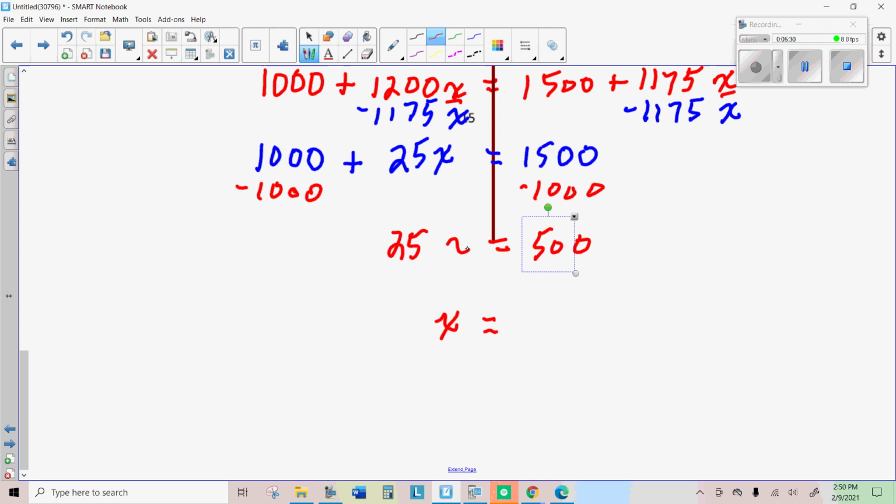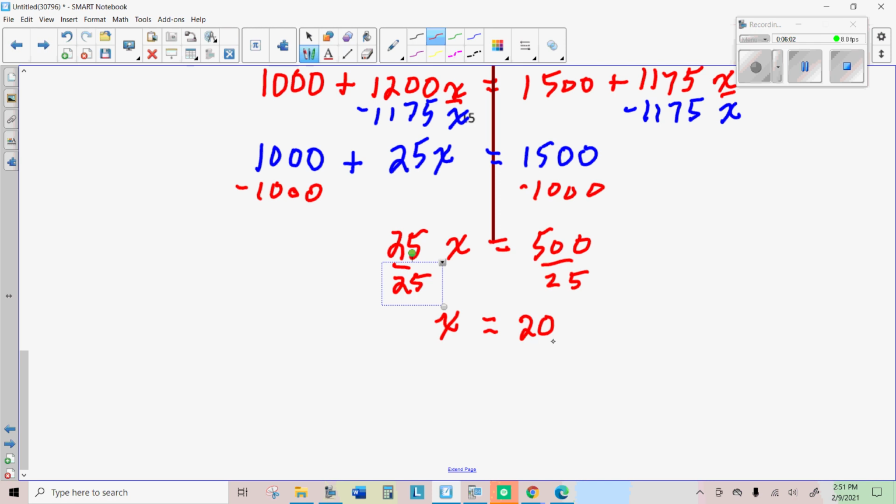Okay, so this might make sense to you now that if we're paying an extra $25 a month, how many months will it take to make up that extra for the security deposit? Okay, but the last step would just be to divide away this 25, because 25 divided by 25 is 1x, which is what we want, and 500 divided by 25 is 20, I think. So if you're going to stay 20 months, it'll cost you the same no matter which one you go to.